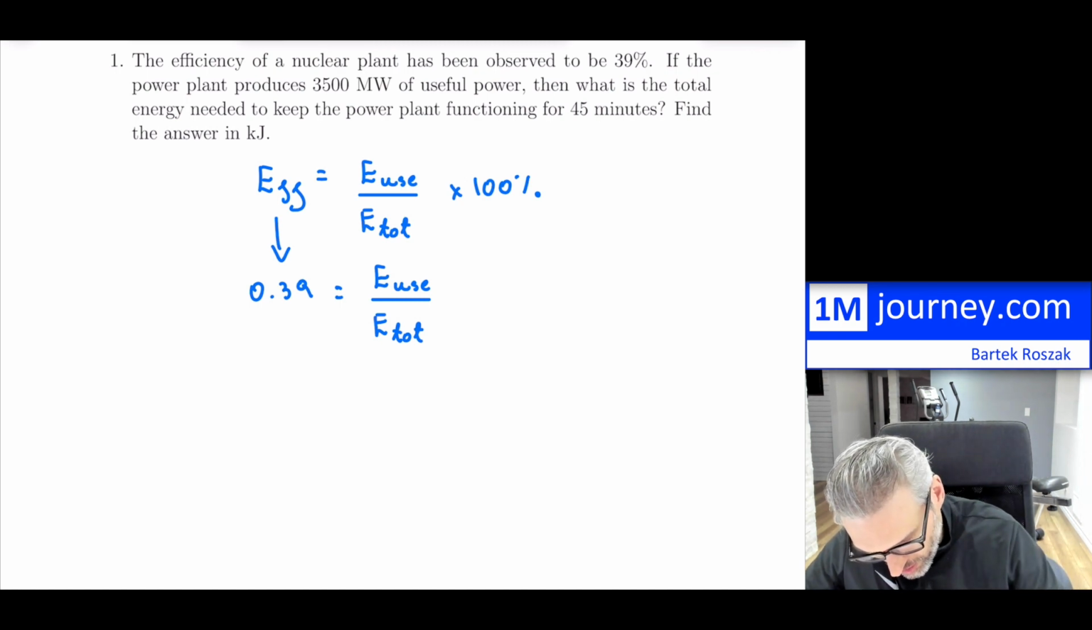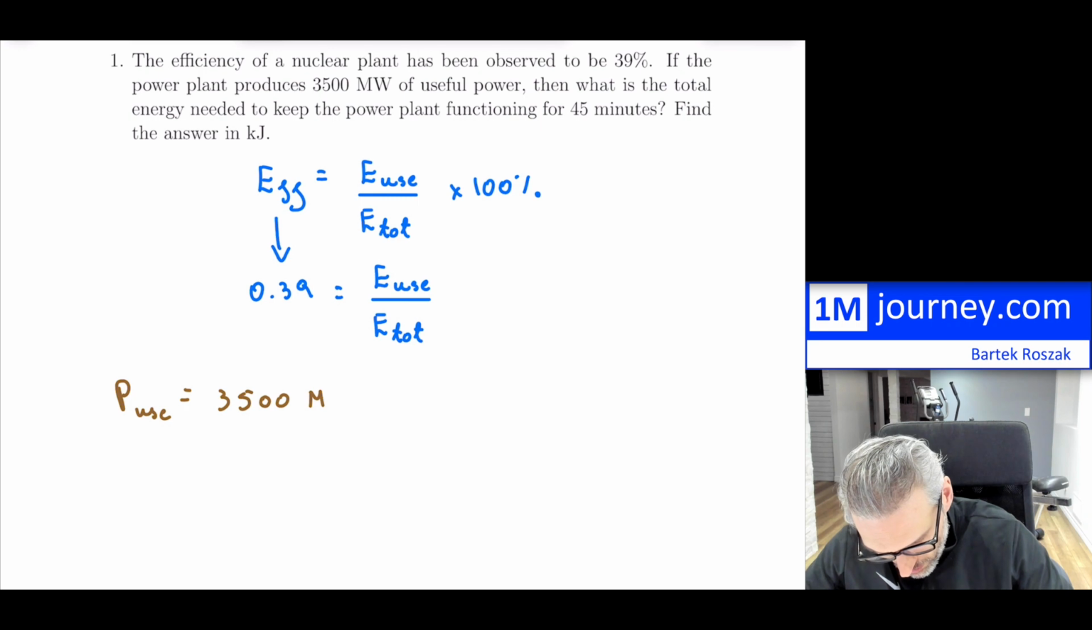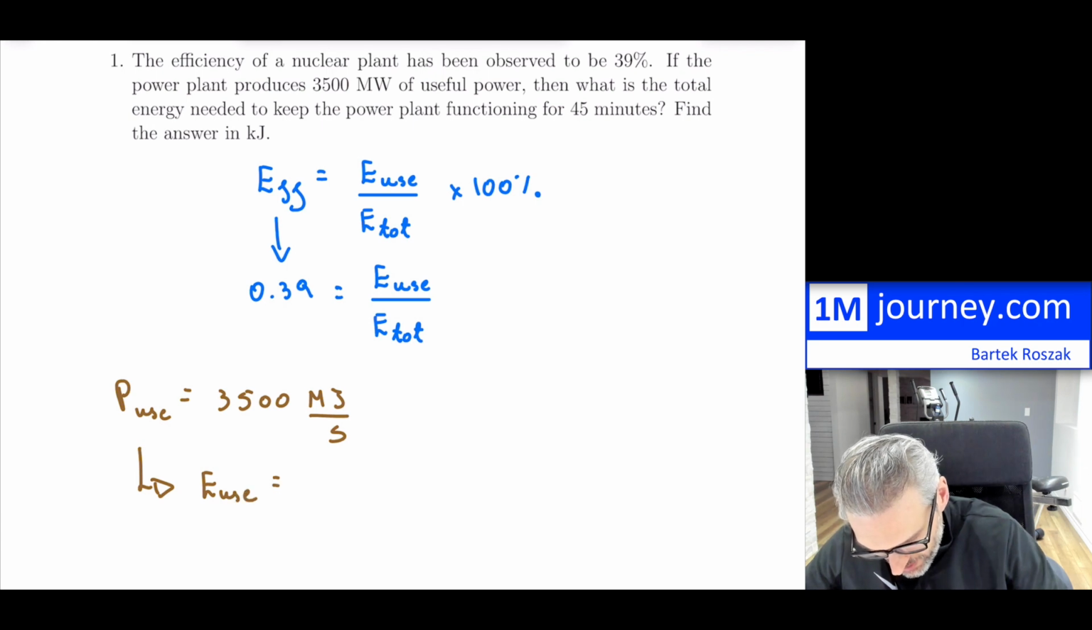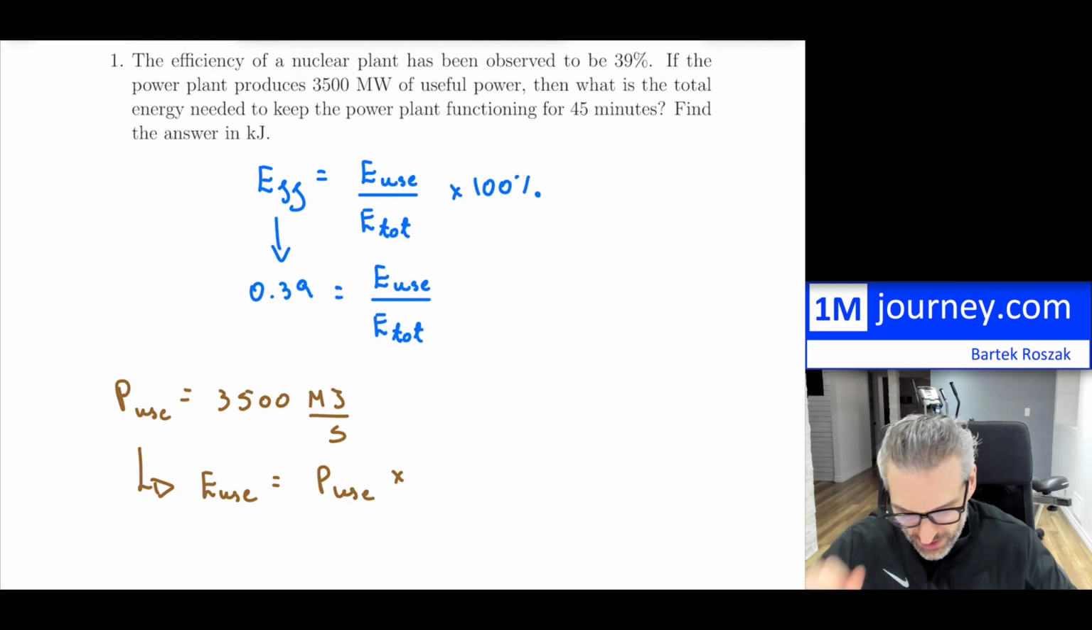So please recall, if we have power is equal to, now this is on the useful side, so I'll put useful, is 3,500 megawatts, which is just nothing else but megajoules per second. So we can obtain what the useful energy is out of this. That would have been the power that you use times whatever time that you have.